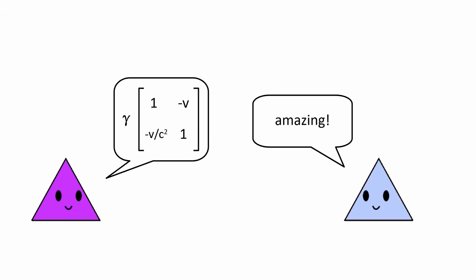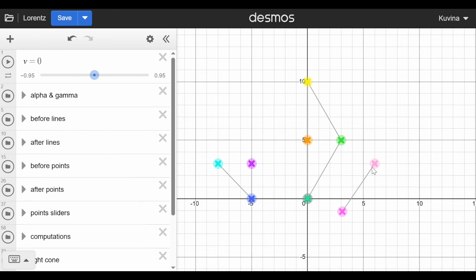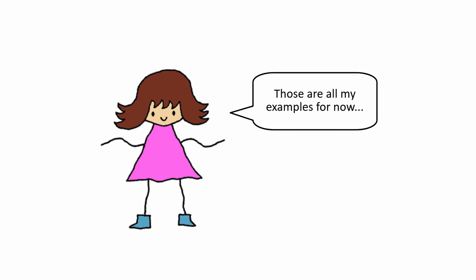The ability to graph pretty much any scenario you can think of makes the Lorentz transform a truly robust tool. If you want to explore it further, feel free to use the Desmos implementation I made, link in the description and pinned comment. But those are all the examples I have today.